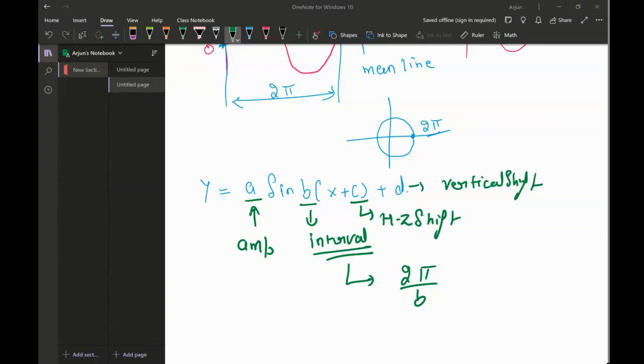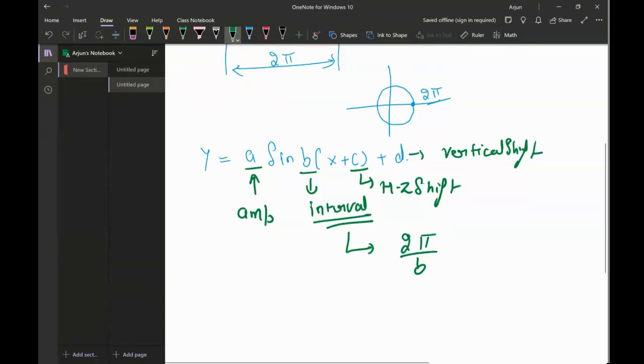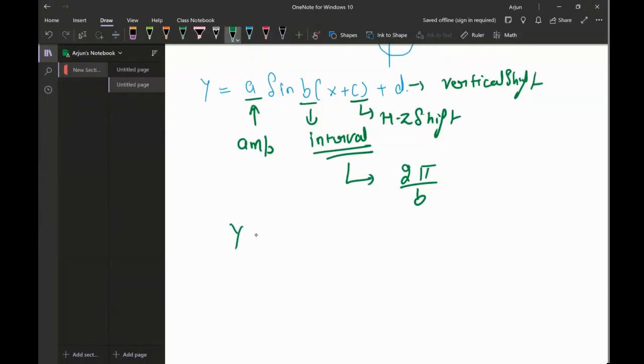I'm just going to quickly go back and check whether the mic is working or not. Yes, it is working. So now I'm going to start drawing this equation.